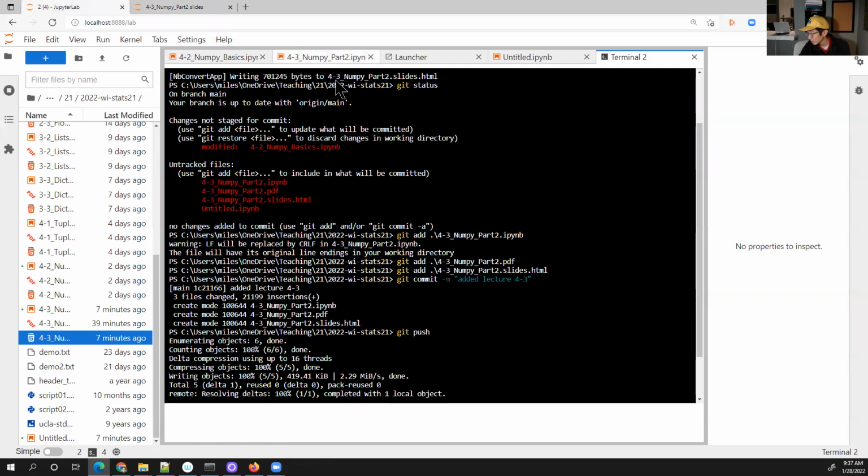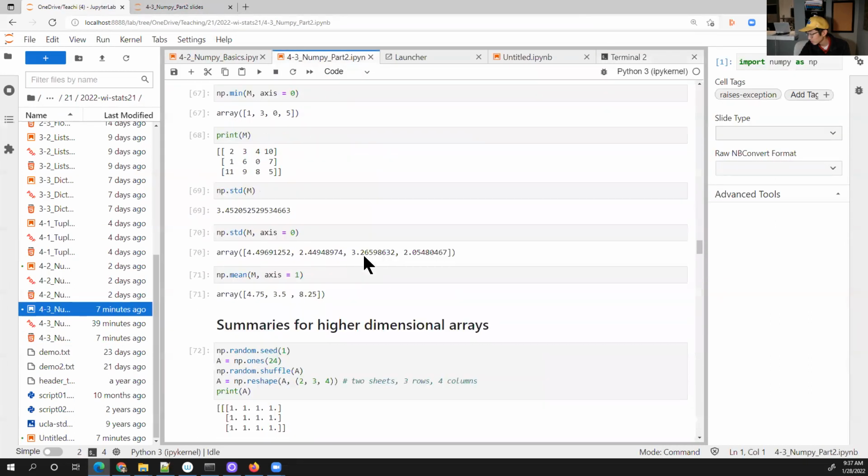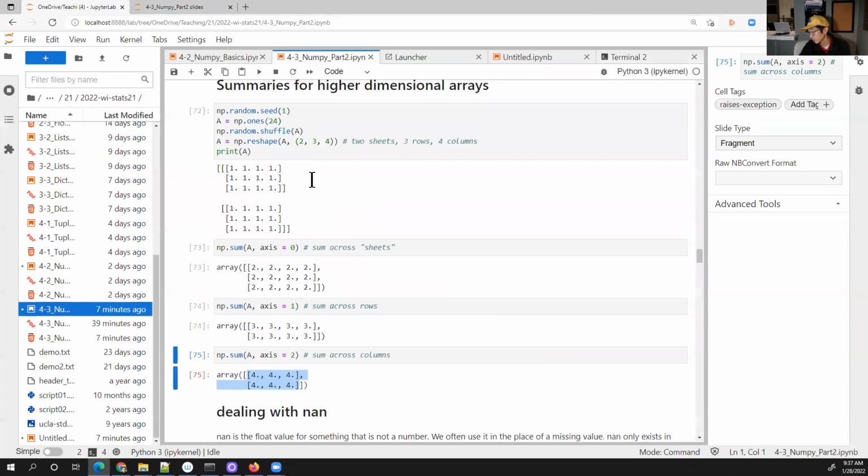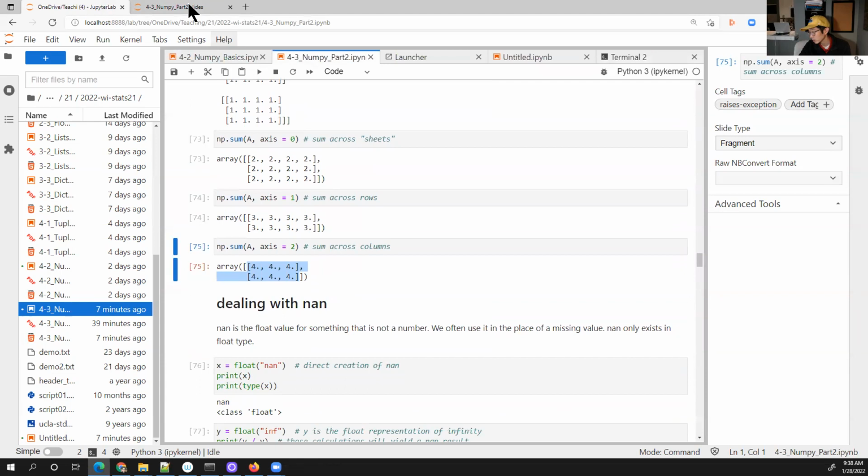You know, it's going to do exactly what you expect it to do. It's going to sum across the columns, collapse the columns.